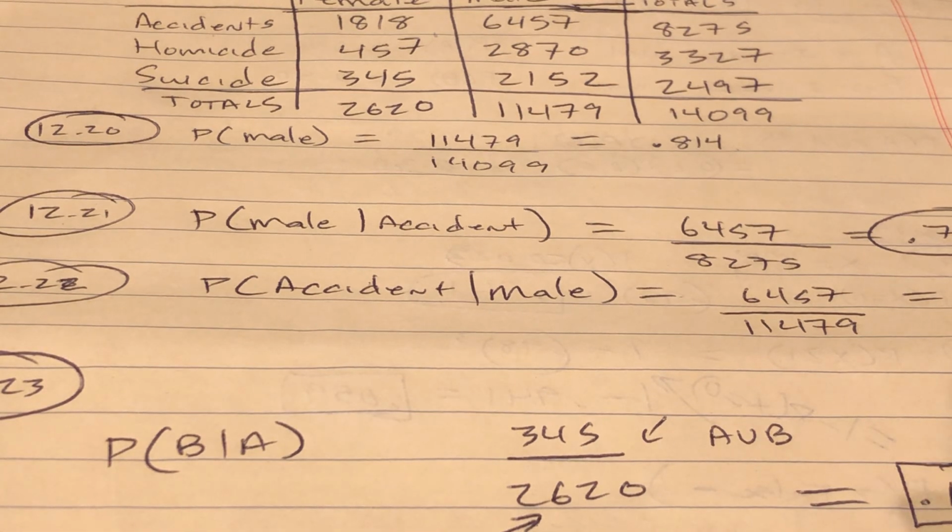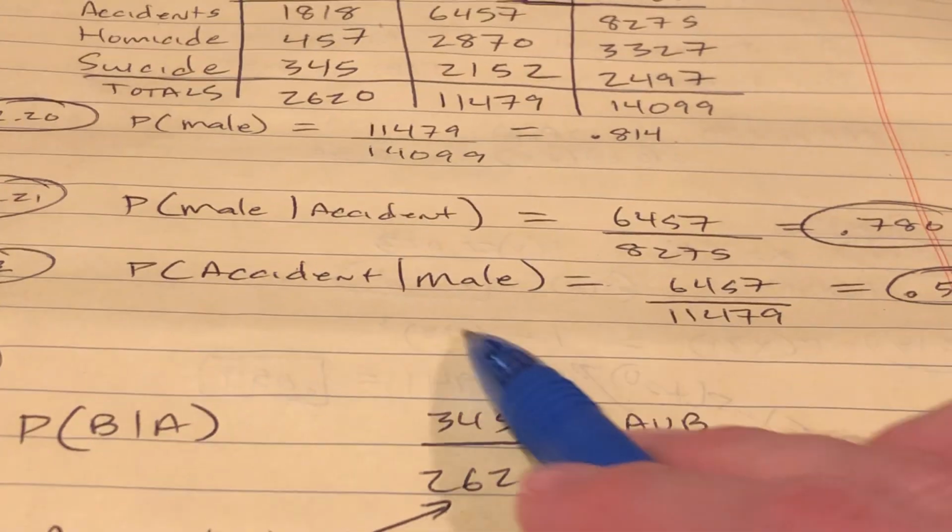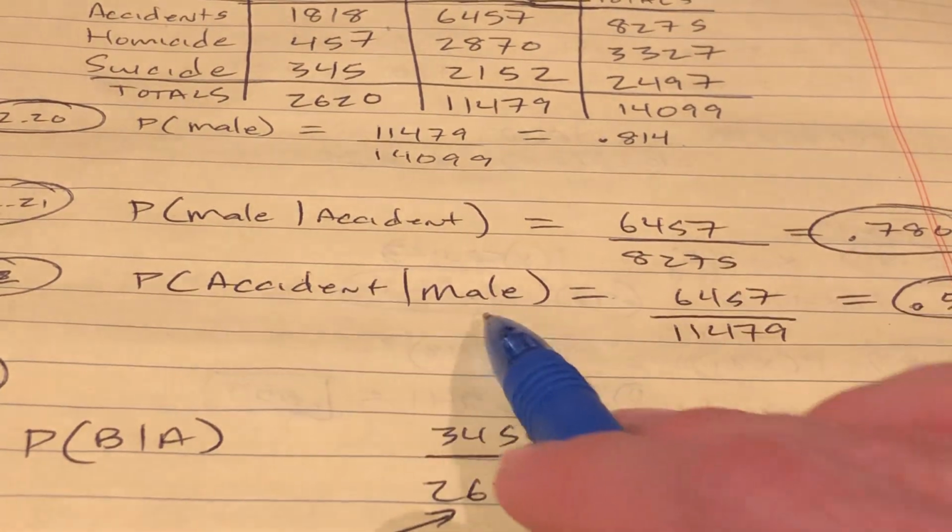The probability that the victim was male given the... I'm sorry, I'm reading the wrong one. I was literally saying what I just said. 1222. The conditional probability that the death was accidental given that the victim is male. It's all about the given. This time I'm using the same words, but I'm flipping them, all right?